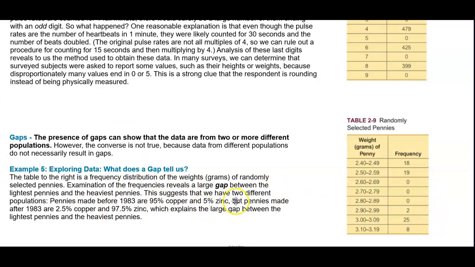This suggests that we have 2 different populations. Pennies made before 1983 are 95% copper and 5% zinc, but pennies made after 1983 are 2.5% copper and 97.5% zinc, which would explain the large gap between the lightest pennies and the heaviest pennies.